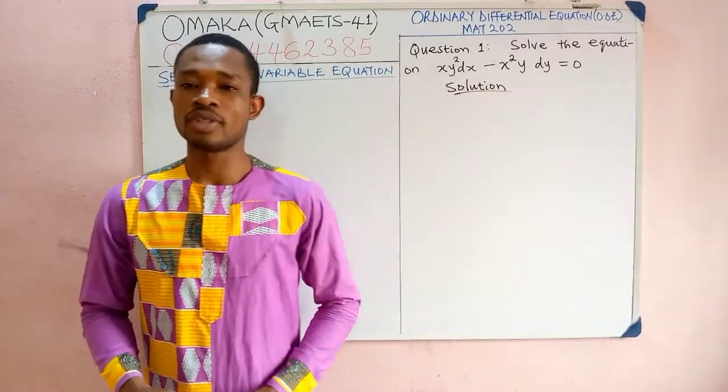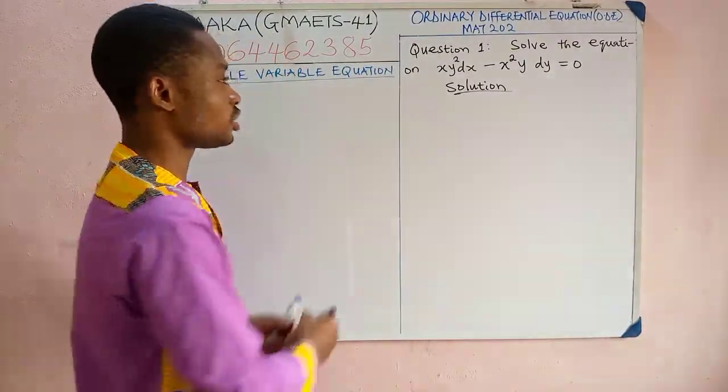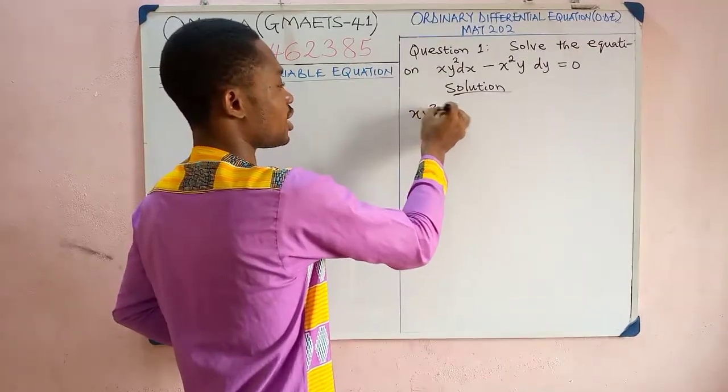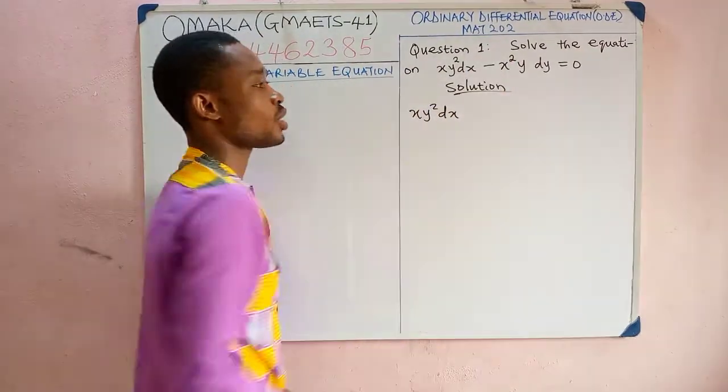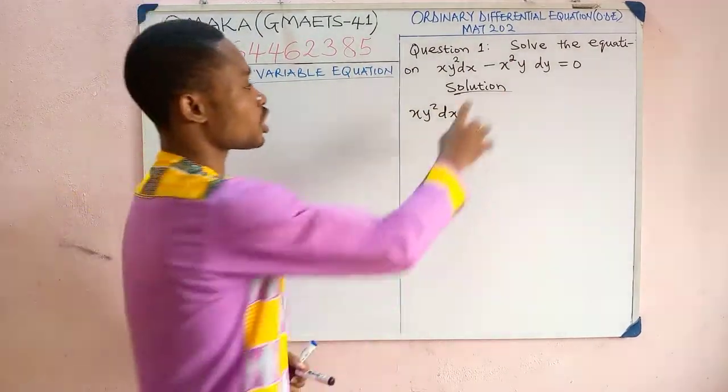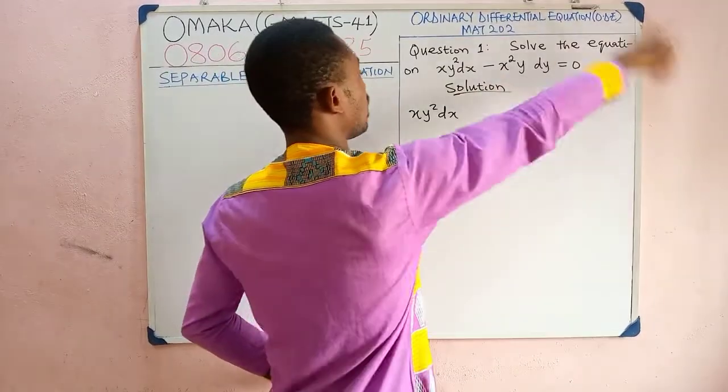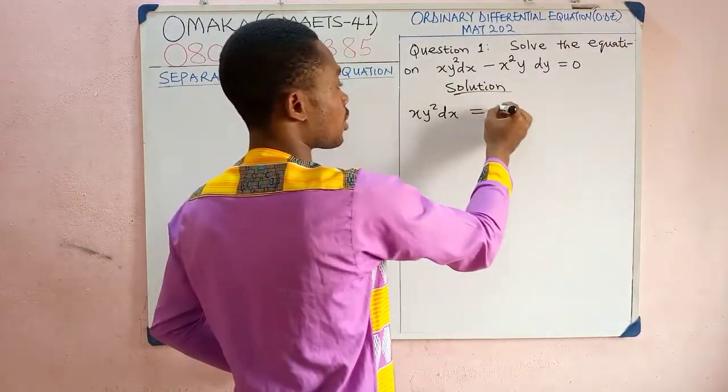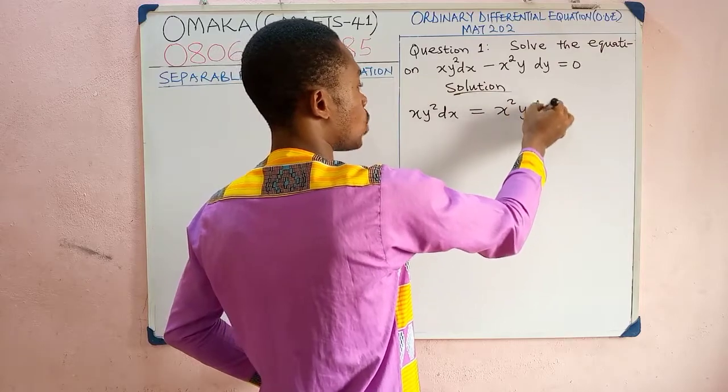So we have this problem on the board. We are asked to solve the equation xy squared dx minus x squared y dy equal to 0. Now I want to transfer the minus of this term to the right hand side. If it crosses, it becomes positive x squared y dy.